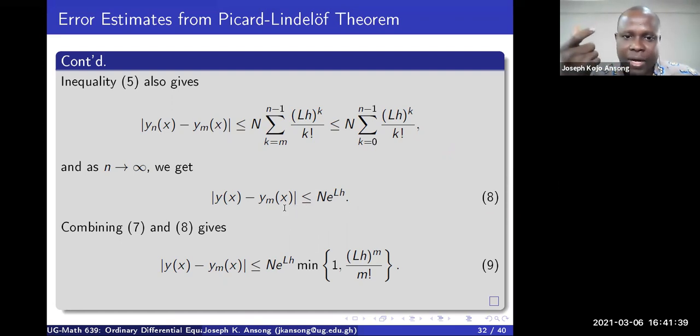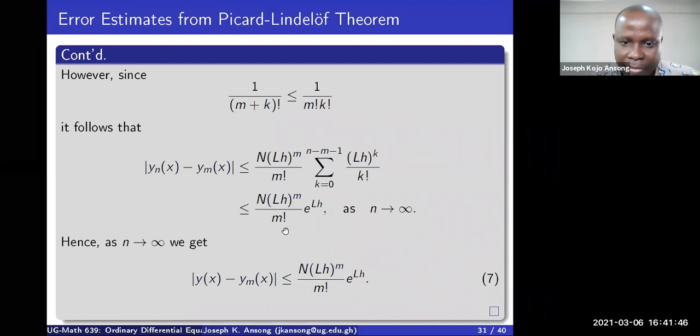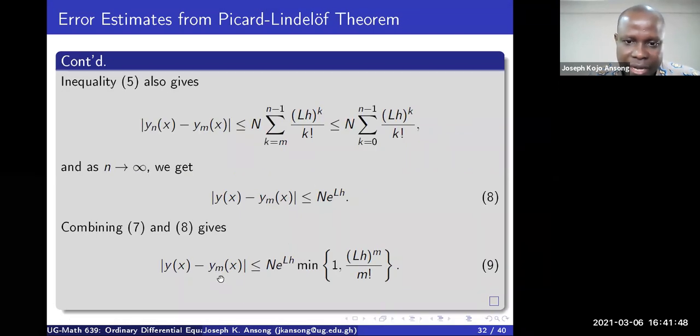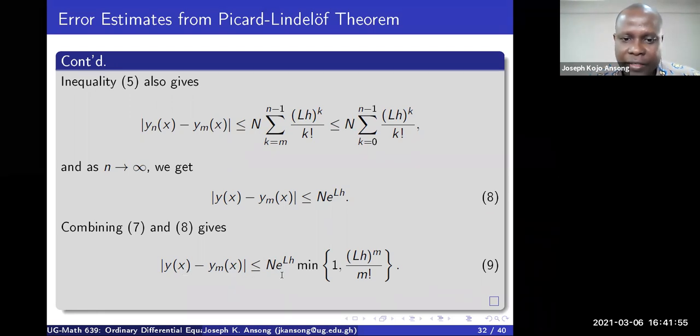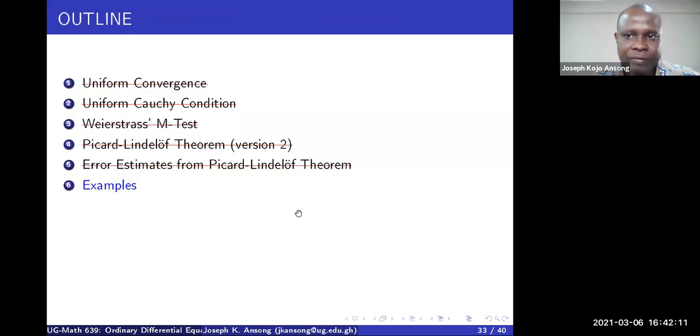So we have two error estimates now. We just combine them. We combine equation 8 and then 7. When you combine them, you're going to get the error estimate in the lemma. Okay, so |y(x) minus y_m(x)| is less than or equal to N e^(LH), the minimum value of this. So you take the minimum of this, and that will give you this error estimate. Okay, good. So that brings us to the end of the proof.